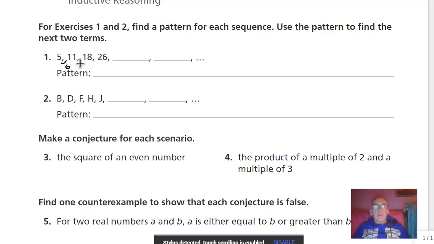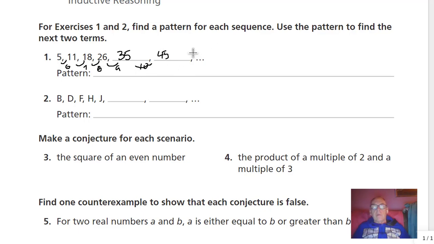There's a 6 difference there, 7 difference there, 8 difference there. 6, 7, 8, 9 is the next one. That's going to give us a 35. 10 is the next one. That's going to give us a 45. And then 11, we'd have 56 if we want another one. So the pattern is, it keeps increasing by 1 more each term.